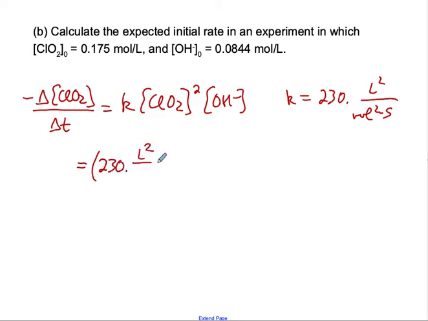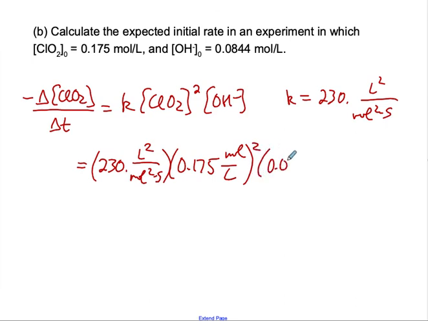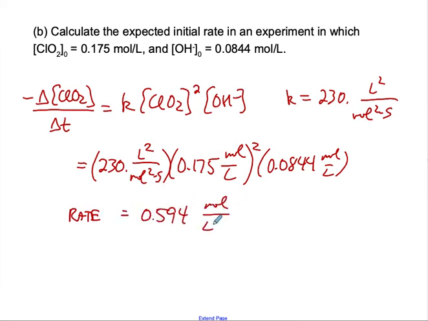230 liters squared per moles squared per second for K, 0.175 moles per liter for the concentration of ClO2, and 0.0844 moles per liter for the concentration of hydroxide, and that gives me an instantaneous rate of reaction of 0.594 moles per liter per second.